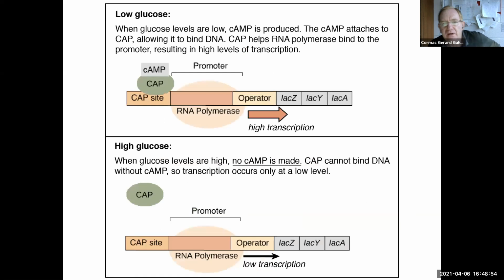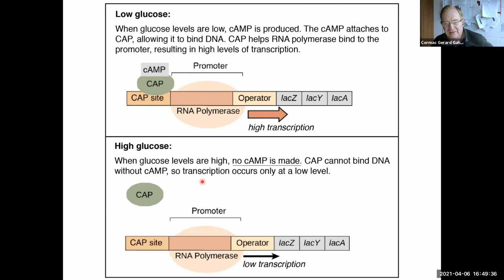Still got some time. So what I've done is I've very simply put all these different scenarios in place in as simple a way as we can to look at the different scenarios that can exist for the LAC operon. So in the presence of low glucose, so glucose is key. Glucose is the main regulator of the systems. When glucose levels are low, cyclic AMP is produced. Cyclic AMP attaches to CAP, okay, and this helps RNA polymerase bind to the promoter, resulting in high levels of transcription. So that's low glucose.